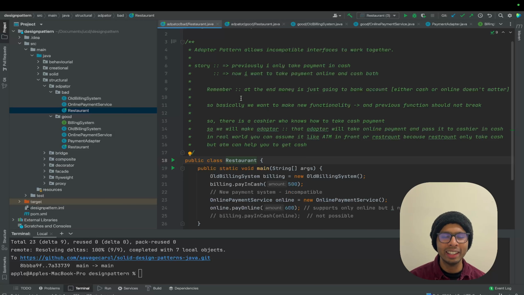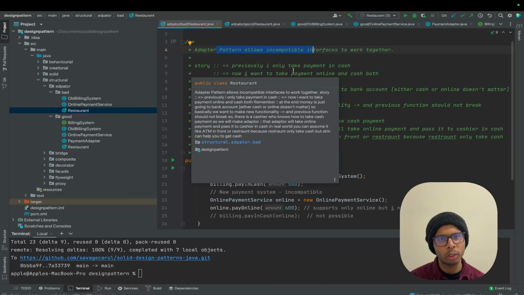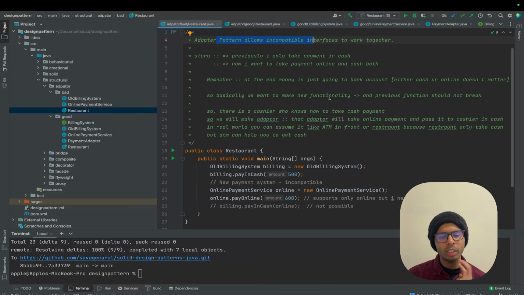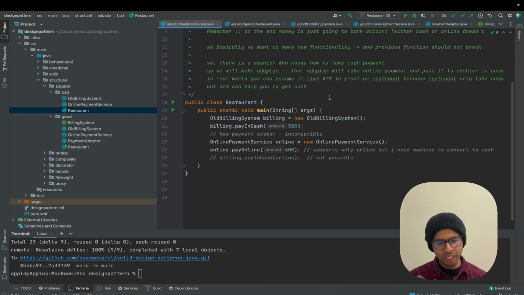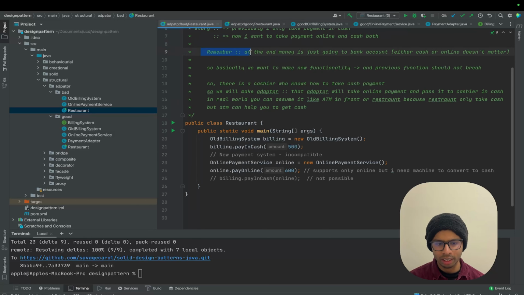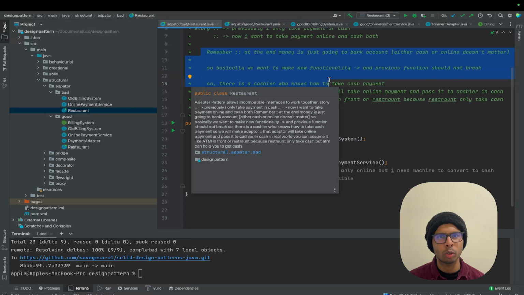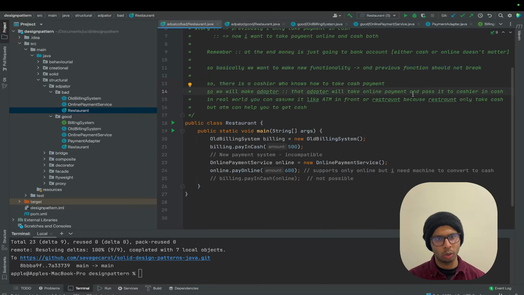I'll again repeat the definition first: an adapter allows incompatible interfaces to work together. First of all, we are going to see the bad code. The story is going to be the same, which we have just discussed, and I have marked it in the comments as well. When you see this code on GitHub, I'll provide the link in the description. Please read it so that it is very easy for you to understand the whole code.